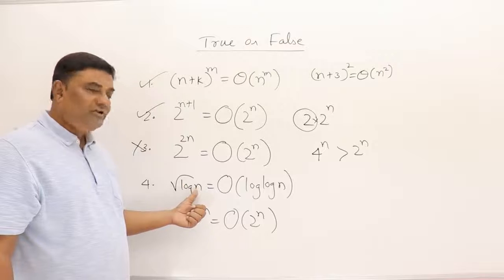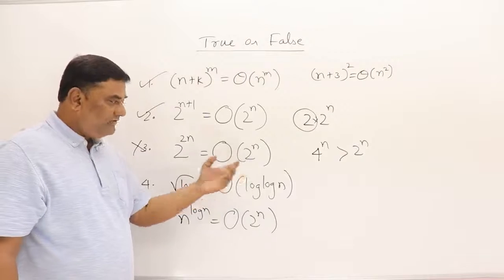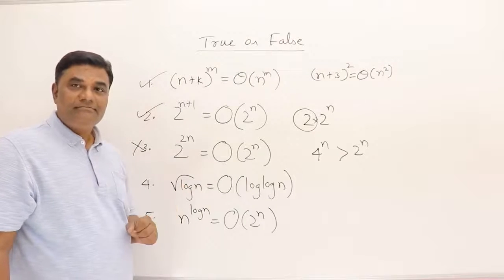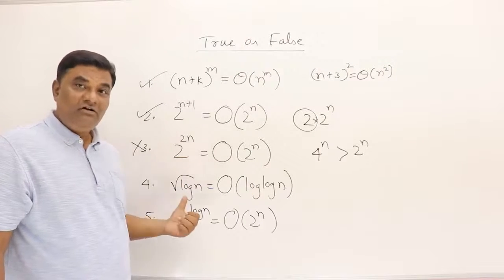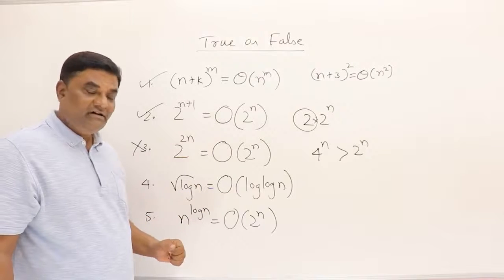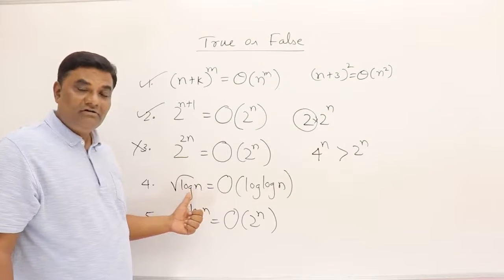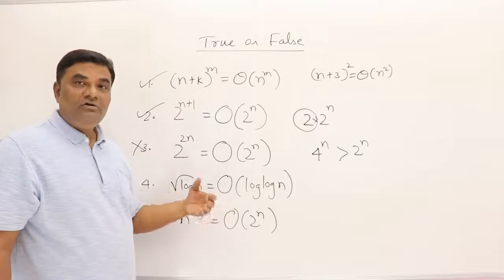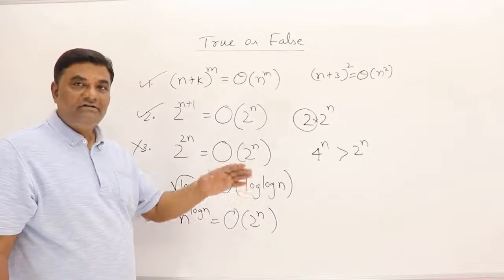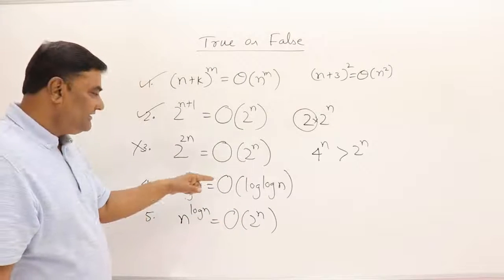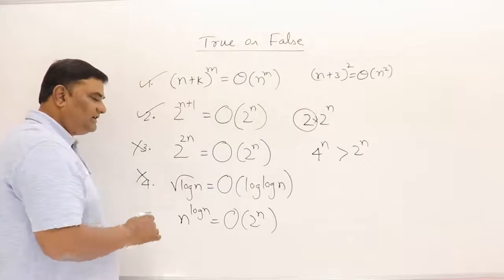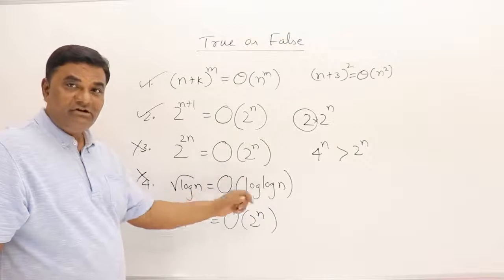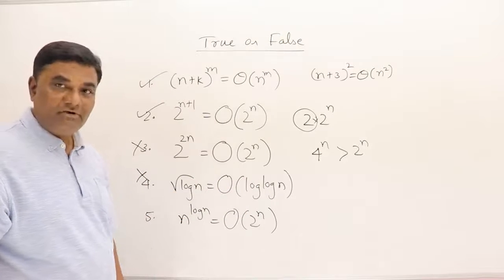The next, this one. This is the root of log n. This is log of log n. Which one is greater? You apply log on both sides and check it. If you apply log, you get what? 1 by 2 log of log n. There, log of log n. Still more smaller. So that cannot be an upper bound. This is greater value. That is a smaller value. Smaller value cannot be an upper bound.